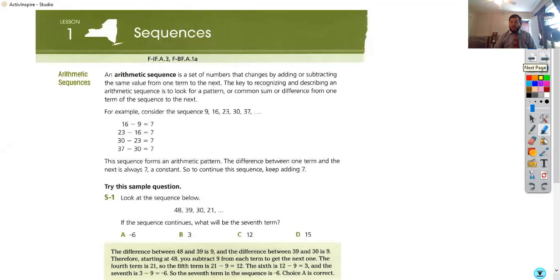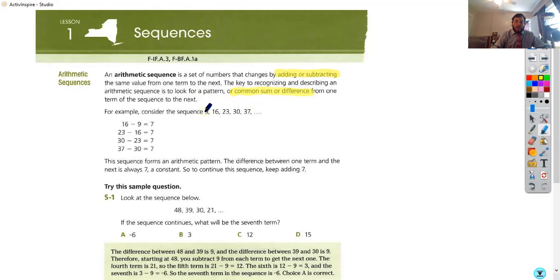An arithmetic sequence is a set of numbers that changes by adding or subtracting, right? So we're always adding or subtracting the term in front of it to get our next term there. So if we're taking a look here, it says, the key to recognizing and describing an arithmetic sequence is to look for a pattern or a common sum or difference from one term of the sequence to the next.